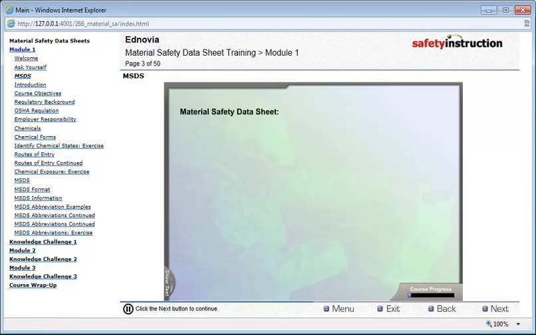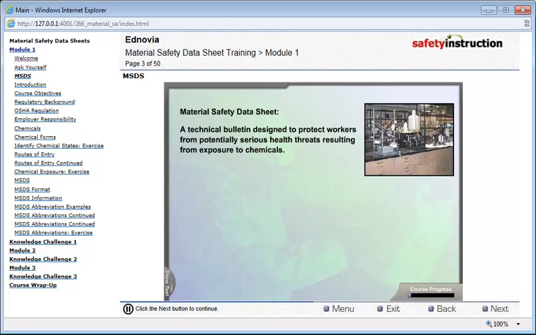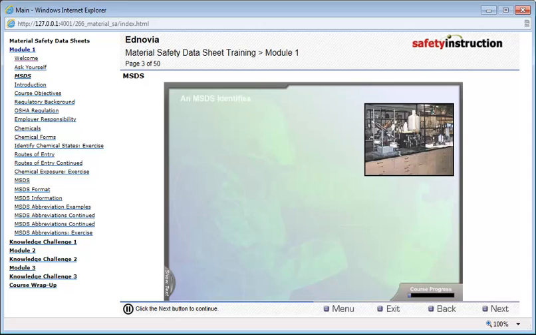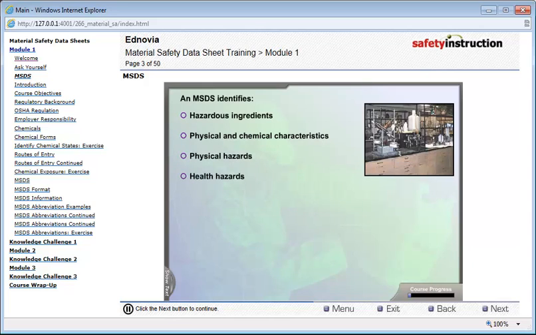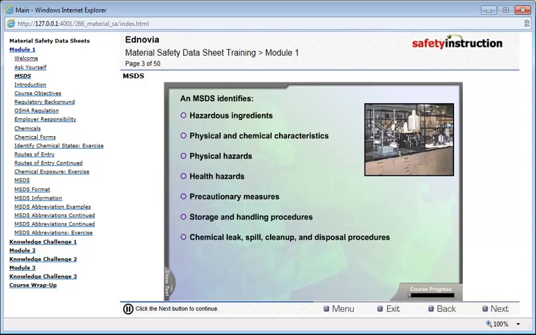A Material Safety Data Sheet, MSDS, is a technical bulletin designed to protect workers from the potentially serious health threats resulting from exposure to such chemicals. An MSDS identifies hazardous ingredients, physical and chemical characteristics, physical hazards, health hazards, precautionary measures, storage and handling procedures, chemical leak, spill, cleanup and disposal procedures, and first aid procedures.